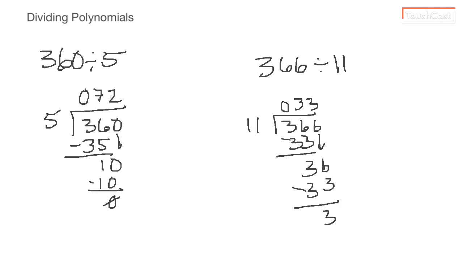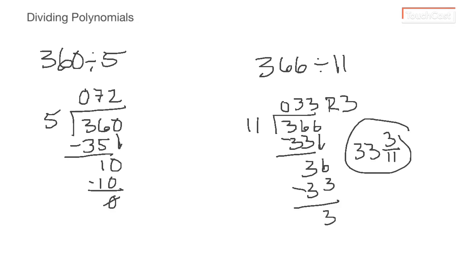But instead of continuing, remember, we can write this 3, which is a remainder, two ways. We can write this as 33 remainder 3, or, this is the way we're going to use it when dividing polynomials, we can write this as 33 and 3 over 11. So if we're going to use a long division with polynomials, this is how we would write a remainder. So let's look at how we would use a long division to divide polynomials.